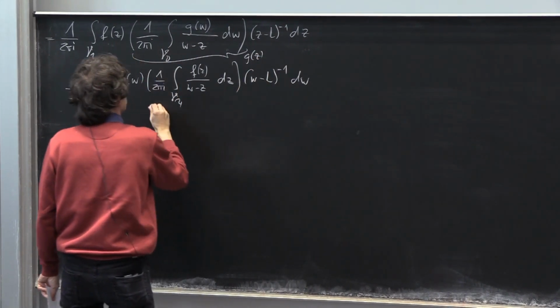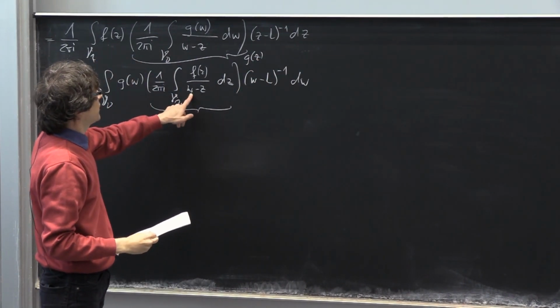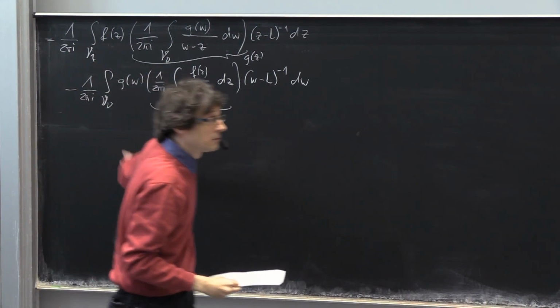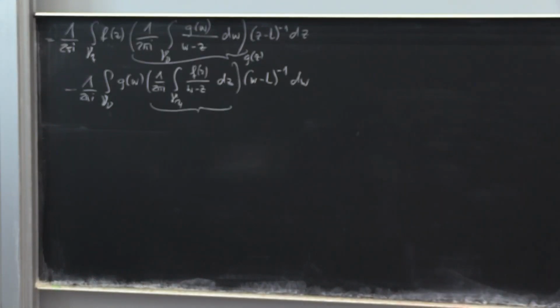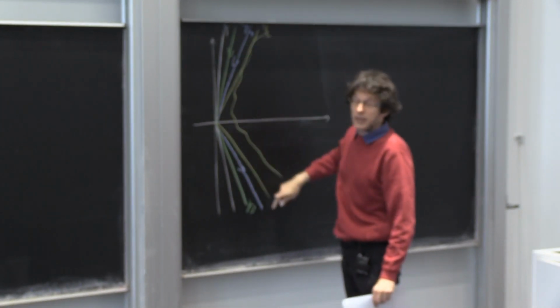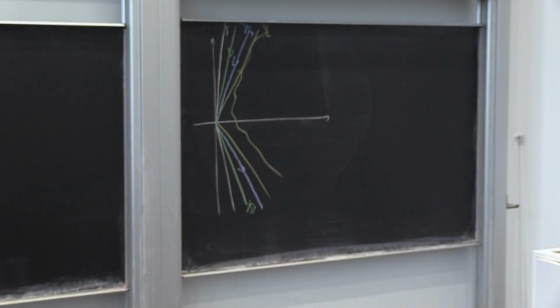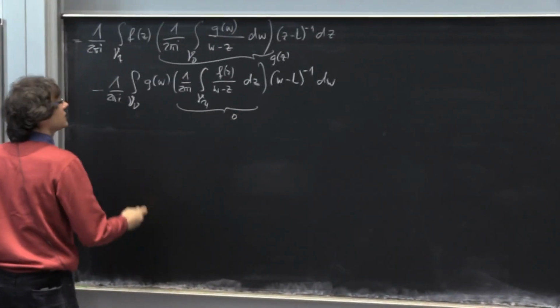What happens here? Here you have a W that is on the path gamma nu. So the W is on the green path. You integrate along the blue line. This is outside the sector, so this gives you 0. Okay, so this integral, the second one, vanishes.